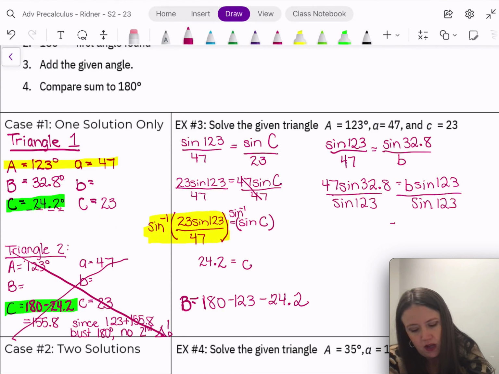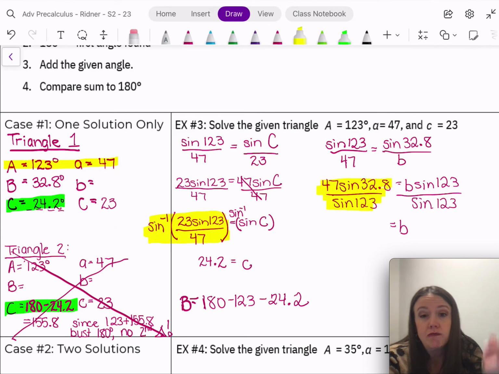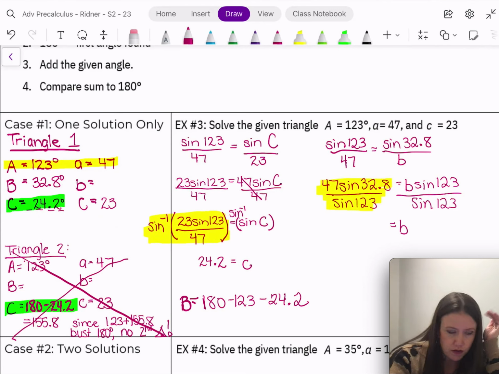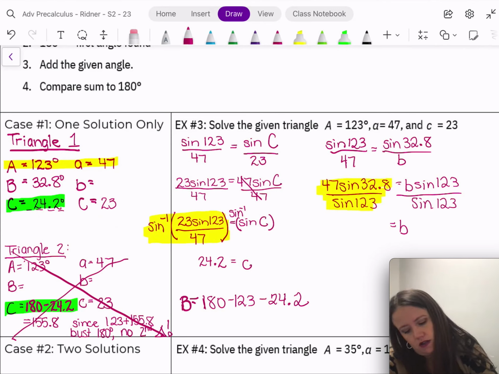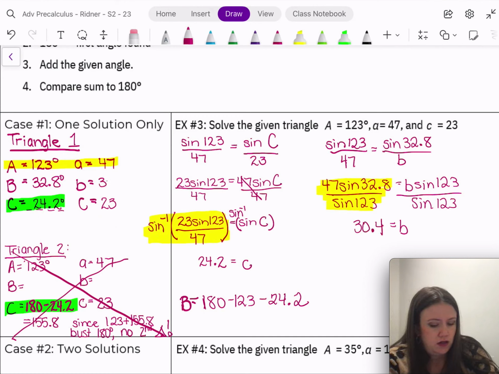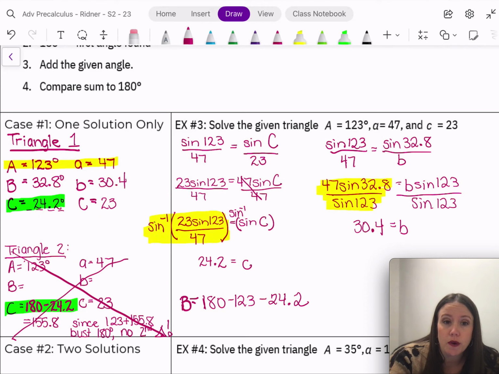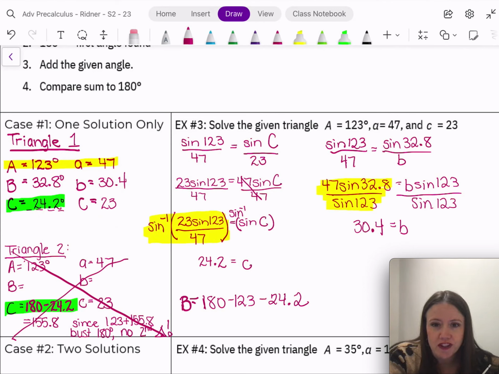Okay. At that point, you are ready for a calculator, making sure you're in degrees again. You should have never switched out, to get 30.4. And so case number one, there's only one triangle, and this would be what your work would look like.